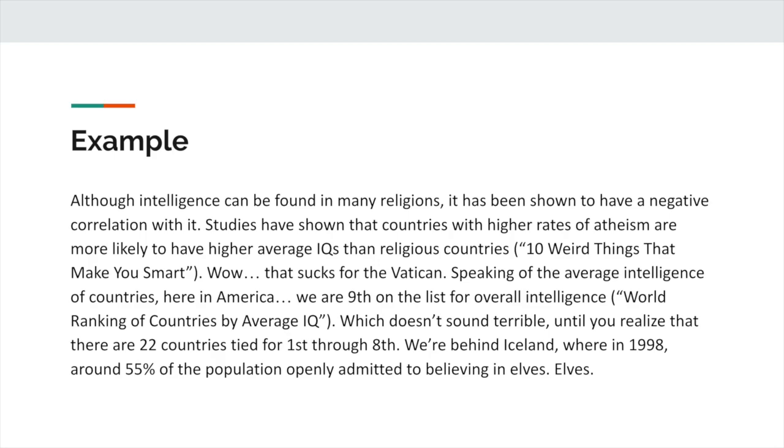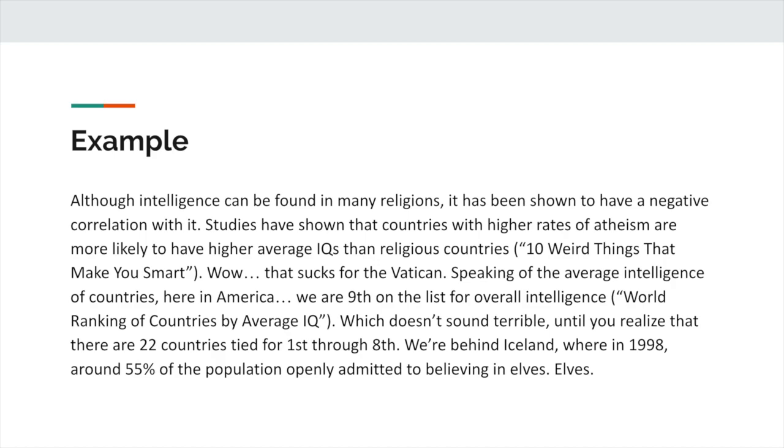Haha. Speaking of the average intelligence of countries, here in America, we are 9th on the list for overall intelligence. Okay, again, kind of an interesting tidbit, but look at how he makes it more interesting. Which doesn't sound terrible until you realize there are 22 countries tied for 1st through 8. We're behind Iceland. So fascinating, right? Where in 1998, around 55% of the population openly admitted to believing in elves. Elves.